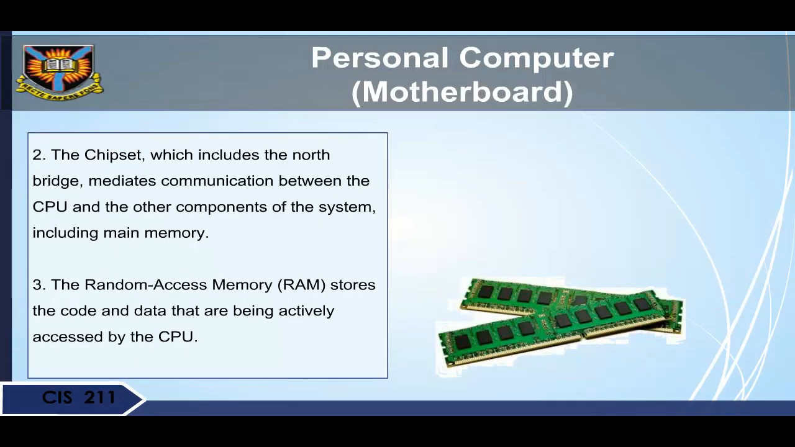2. The chipset, which includes the north bridge, mediates communication between the CPU and the other components of the system, including the main memory. 3. The random access memory, RAM, stores the code and data that are being actively accessed by the CPU.